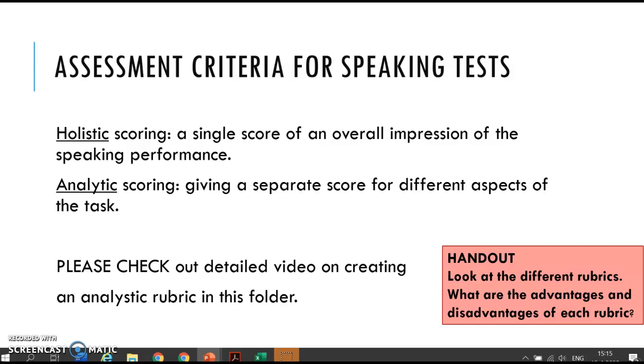Please check out, there is a very detailed description in both the CEFR document that you were supposed to read for this week and the video that I've uploaded on how to create an analytic scoring device called a rubric. And you will find out what a rubric is as well, because it has everything to do, again, with validity and reliability of how you score speaking.